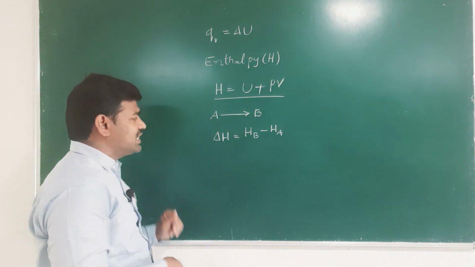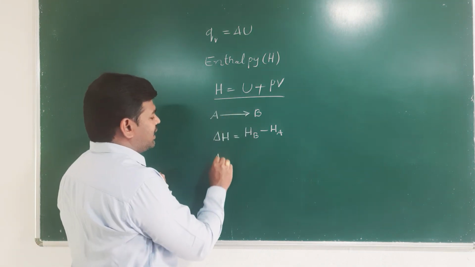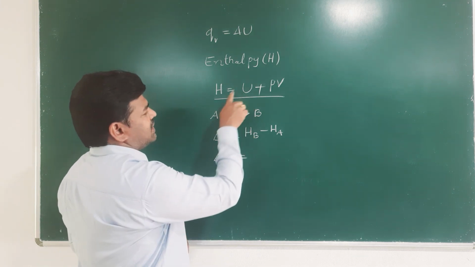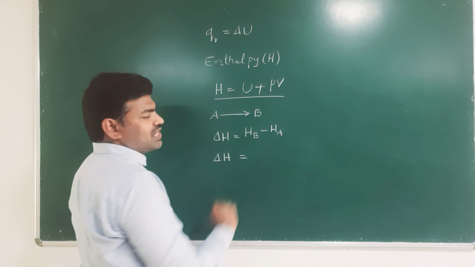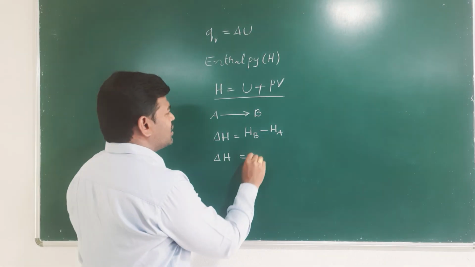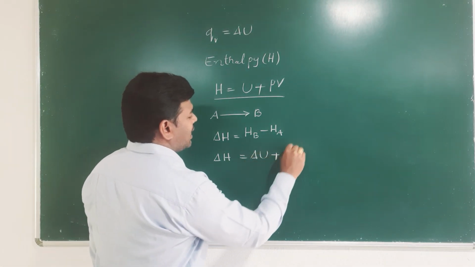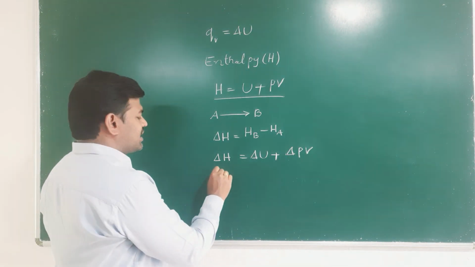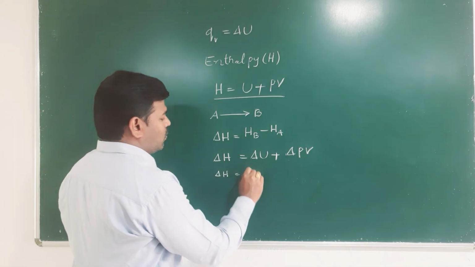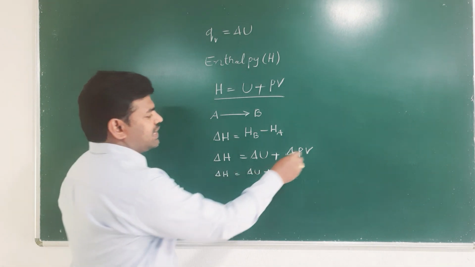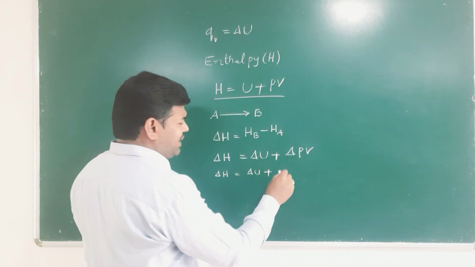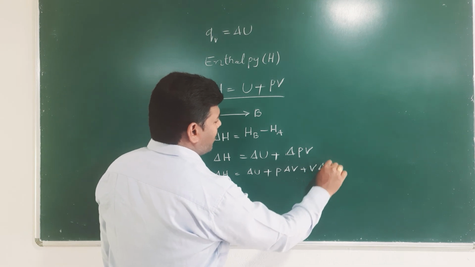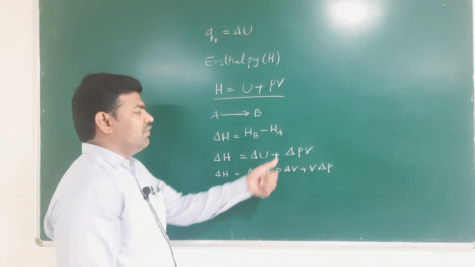Okay. So, for this we can calculate the enthalpy change. You can write the enthalpy equation with the changes, that is delta H is equal to delta U plus delta PV, right. And in the next step, by differentiation, delta H is equal to delta U plus P delta V plus V delta P.